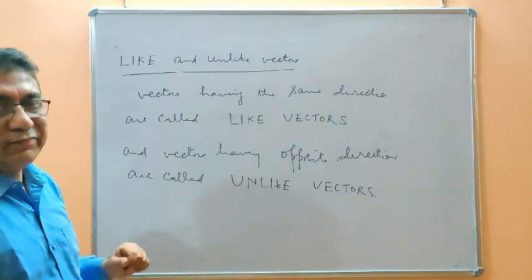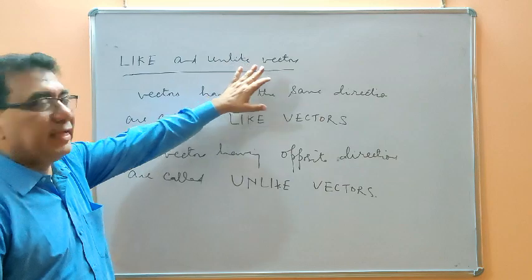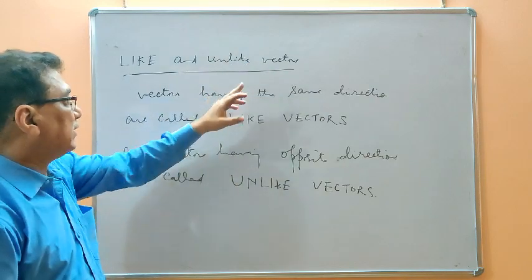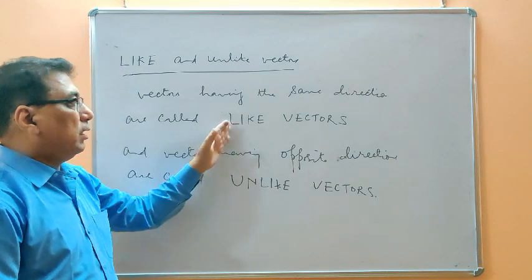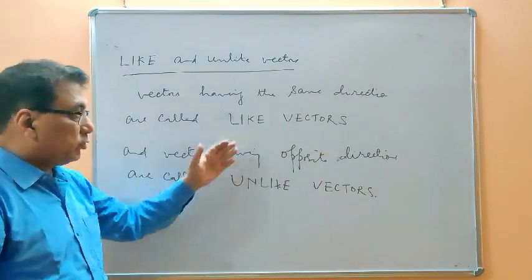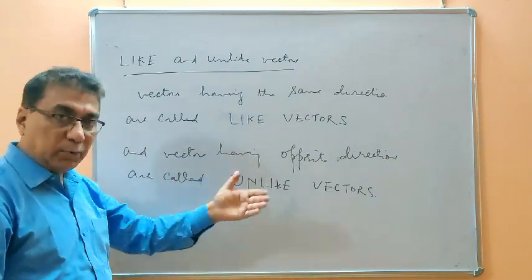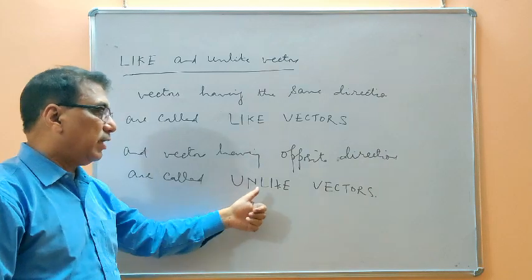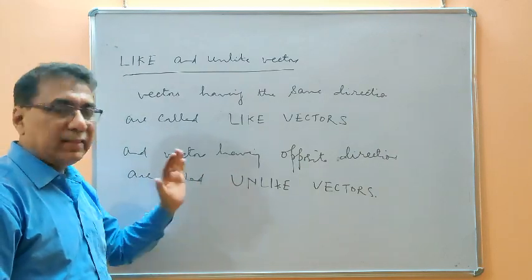Now there are two more definitions. One is like and second unlike vectors. Okay, like and unlike vectors. So vectors having same direction are called like vectors. Magnitudes may be different. Okay, and also line of support may be also different. And similarly, vectors having opposite direction, they are called unlike vectors. They may have any magnitude or they may have any support.